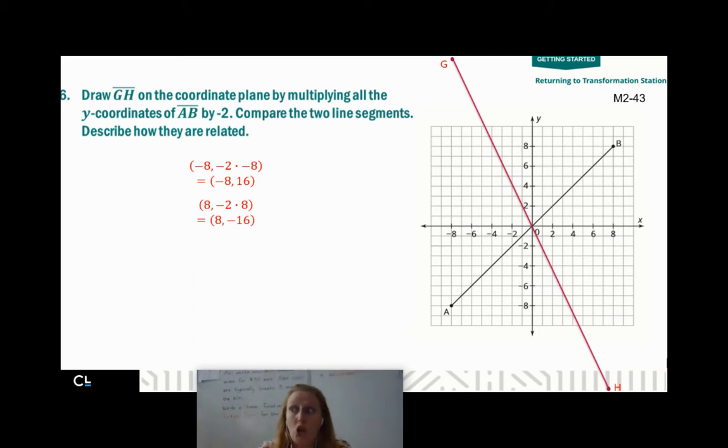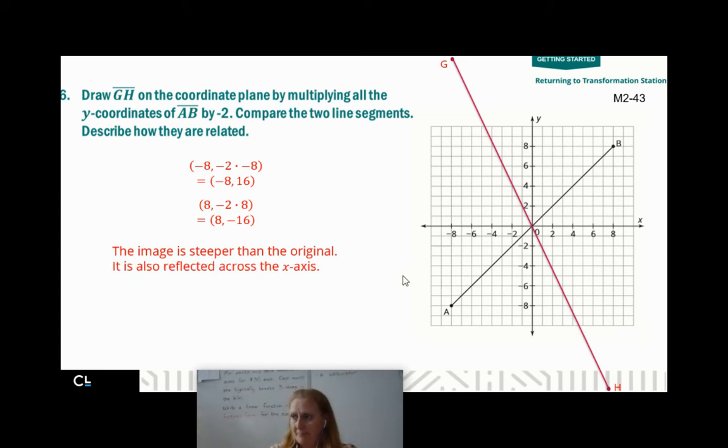So not only did we make it steeper, we actually flipped it. We reflected it over the x-axis. So the image is steeper, but we also reflected it over the x-axis. Stuff above is now below, stuff below is now above. All right then.